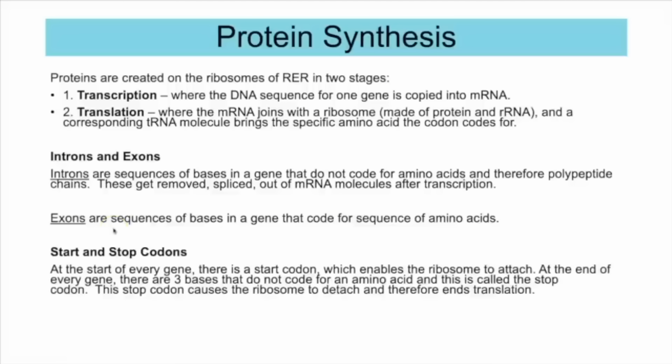Then we have start and stop codons. At the start of every gene, there is a start codon, meaning 3 bases. And those bases enable the ribosome to attach to the mRNA sequence, and that initiates translation. At the end of every gene, there are 3 bases that do not code for an amino acid, and that is the stop codon. And when the ribosome reaches those 3 bases, because it doesn't code for an amino acid, there's no corresponding tRNA molecule, and it causes the ribosome to detach from the mRNA, and therefore it ends translation.